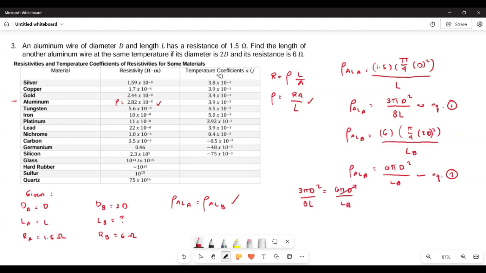Since ito ay parehas lang, pi D squared, tapos may 6 ka dyan, may 3, ito 2 na lang matitira. Meron ka ditong 1 na lang. Yung 3 pi D squared kanina, magiging 1 na lang dahil na-cancel out. So meron kang 1 over 8L is equal to 2 over L sub B. Cross multiply, you will have L sub B is equal to 2 times 8L, which is 16L. And therefore, yung length ng ating another wire is 16 times L. Kumbaga, 16 times noong length ng unang wire.